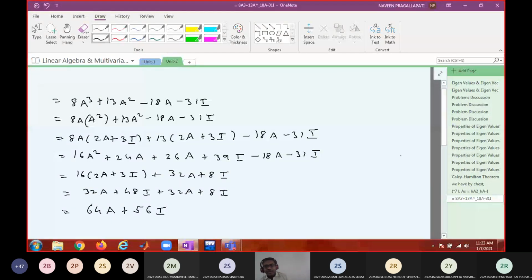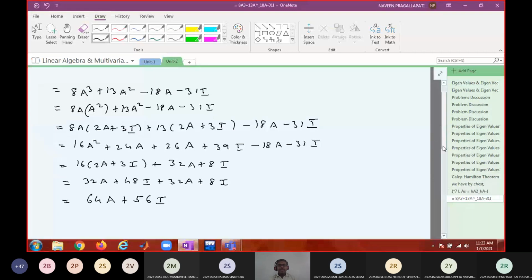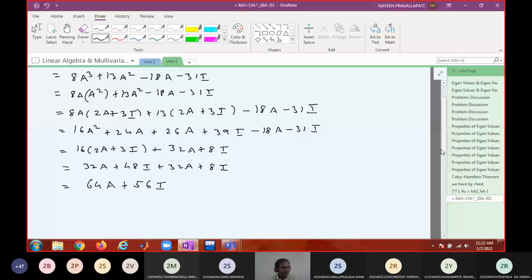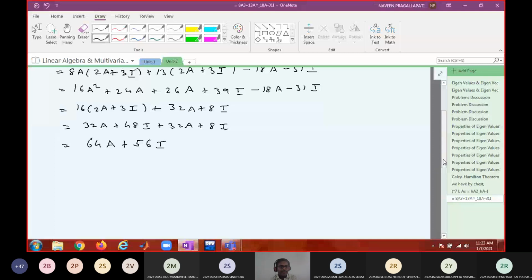Are we able to reduce it to first degree from fifth degree? Yes, sir. Okay, so these are the applications of Cayley-Hamilton theorem. Using Cayley-Hamilton theorem, we can reduce the degree of a matrix polynomial, and also we can find out the inverse of a non-singular matrix. Okay, so just take one problem as homework, and I will give some more problems later.